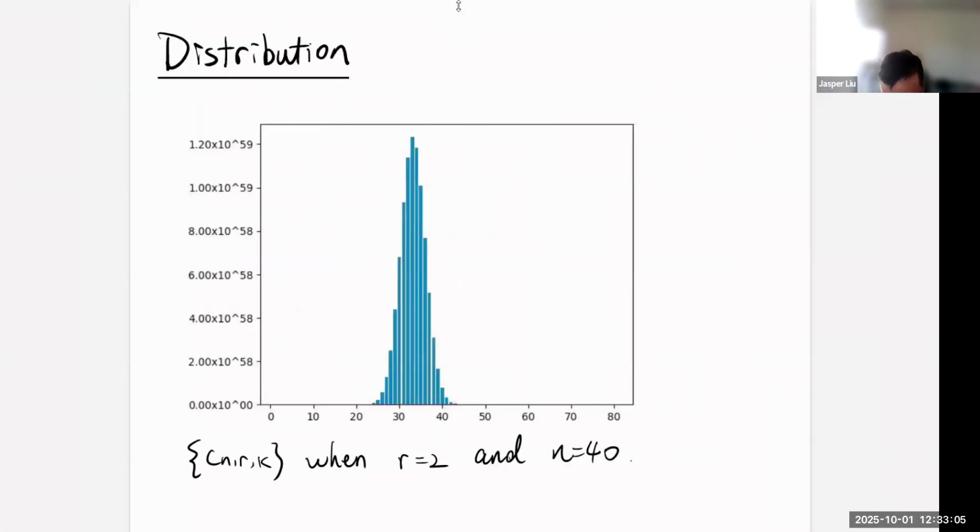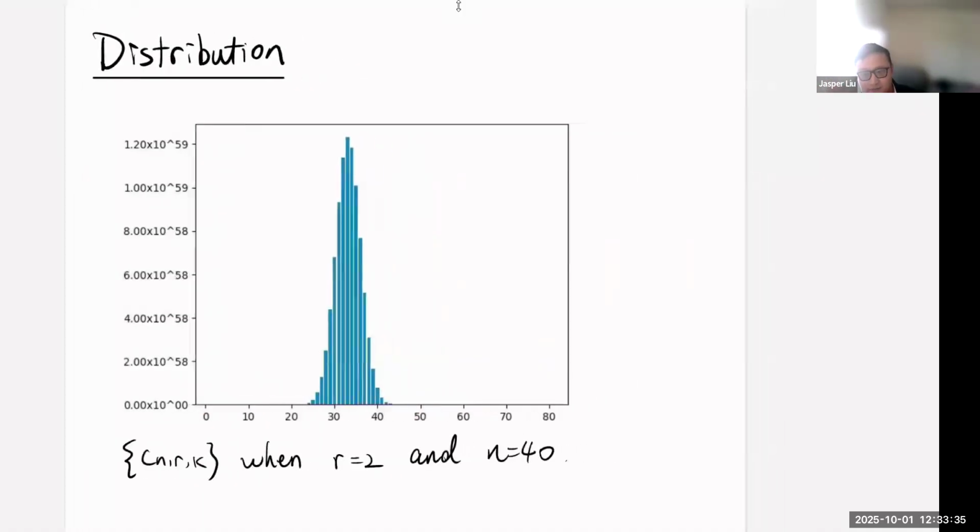So this is just a picture of what C(n,r,k) looks like when r is 2 and n is 40. As you can see, it looks unimodal. And actually for the majority part, say up to here maybe, it is log concave. But log concavity usually breaks down when k is either very small or very large. So this is what the distribution looks like.